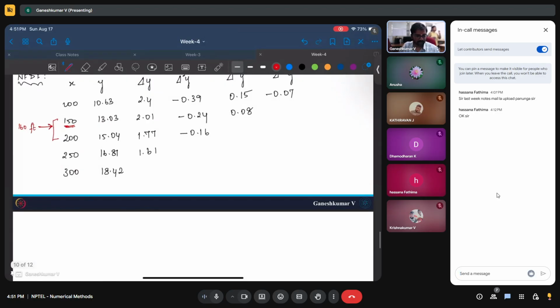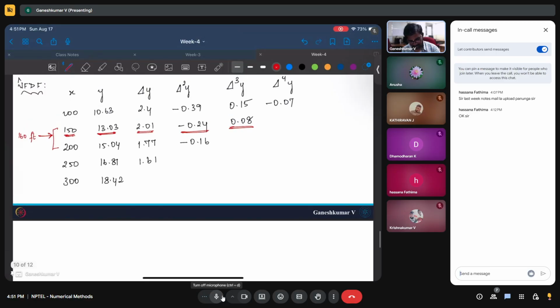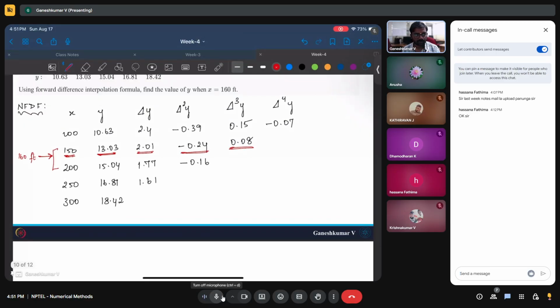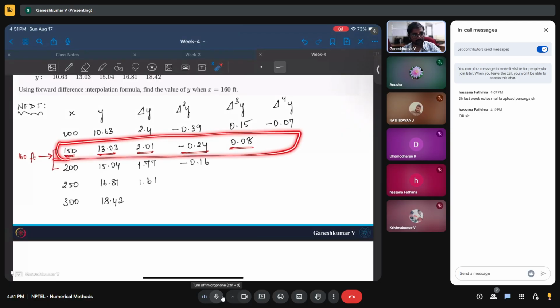So this is going to be your xp, and this is going to be your yp, and similarly delta of y naught, delta square of y naught, delta cube of y naught, and so on. However, delta power 4 is not present, which means you should not use it. You should use only these values along the table.